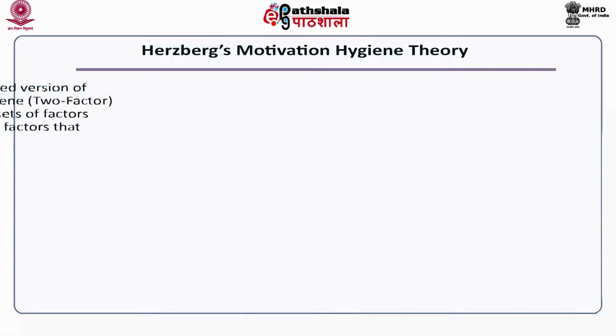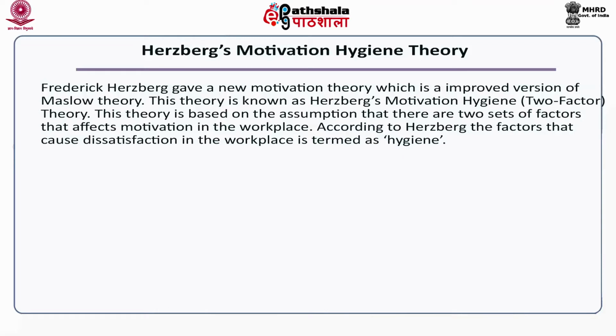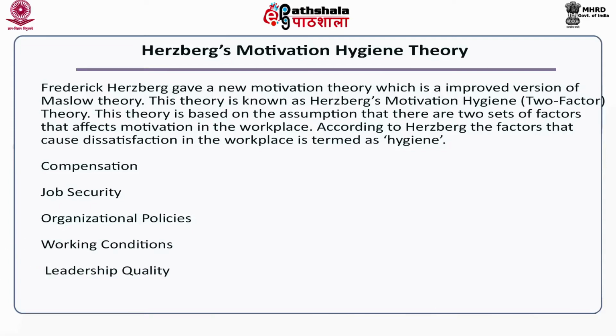Herzberg's motivation hygiene theory. Frederick Herzberg gave a new motivation theory which is an improved version of Maslow's theory. This theory is known as Herzberg's motivation hygiene theory, also called the two-factor theory. This theory is based on the assumption that there are two sets of factors that affect motivation in the workplace. According to Herzberg, the factors that cause dissatisfaction in the workplace are termed hygiene factors. Compensation, job security, organizational policies, working conditions, leadership quality, supervisors and subordinates relationship.